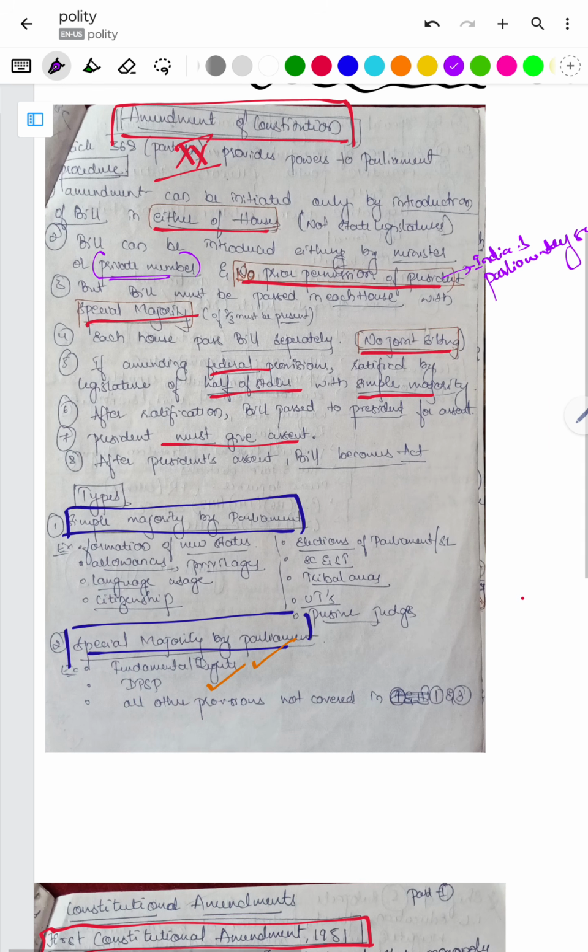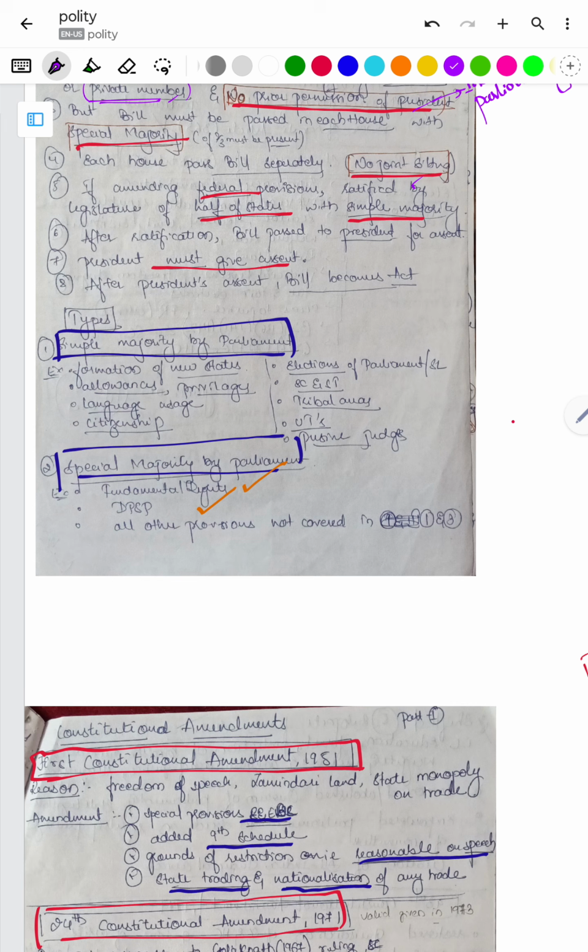That's the rules for amendment of the Constitution. These are the important things you need to remember. One, it can be put in either house. It can be put in by a private member. President's permission is not required, and no joint sittings. I think these things are very important to keep in mind.